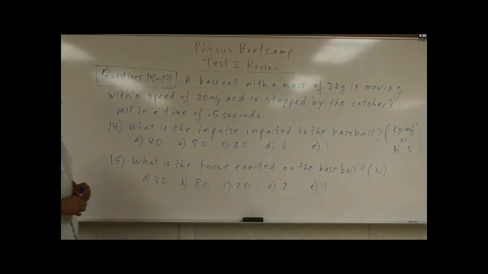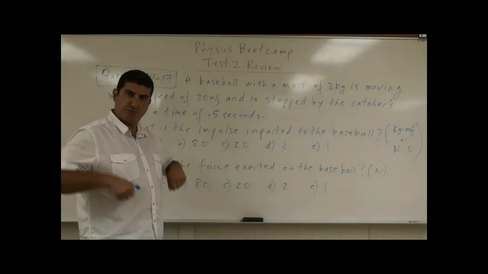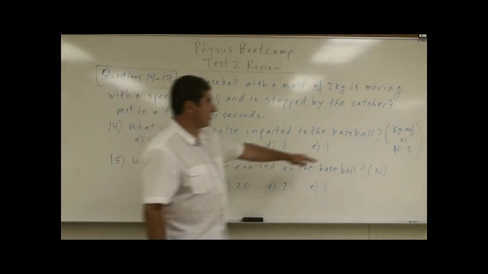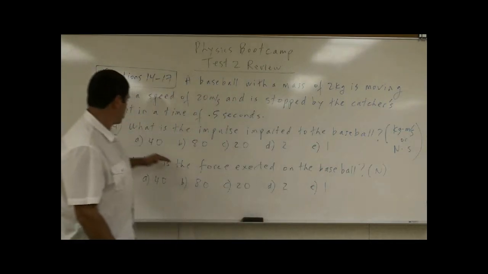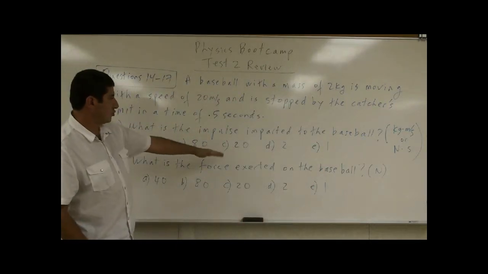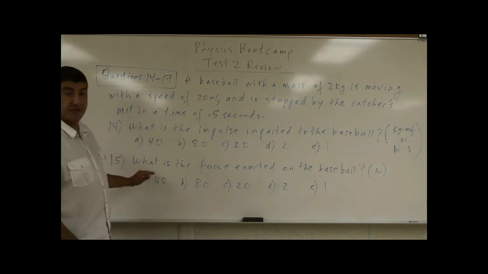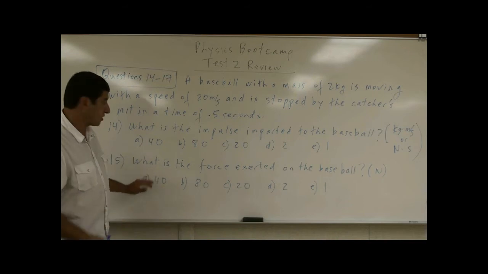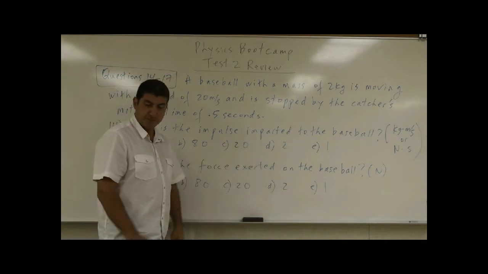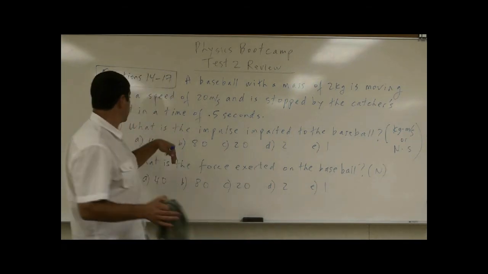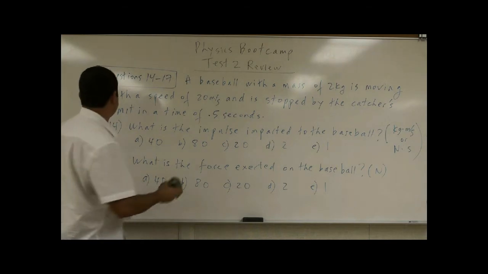14, what is the impulse imparted to the baseball? The units of that is kilogram meter per second or Newton seconds. So the choices are 40, 80, 20, 2, and 1. Question 15, what is the force exerted on the baseball during that time interval? So the choices are the same, 40, 80, 20, 2, and 1. So how are we going to do this? Then I'll write down questions 15 and 16 and 17.